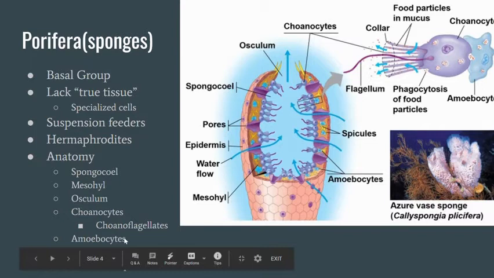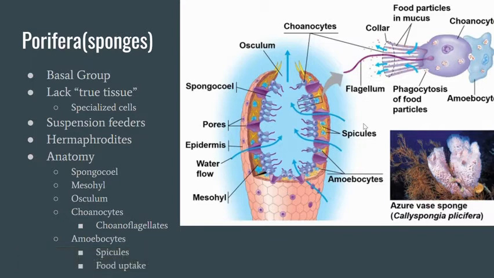Which brings us to amoebocytes. They actually intake food. They can also create these spiky, hard spicules right here.